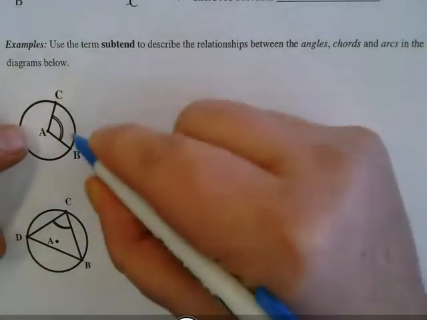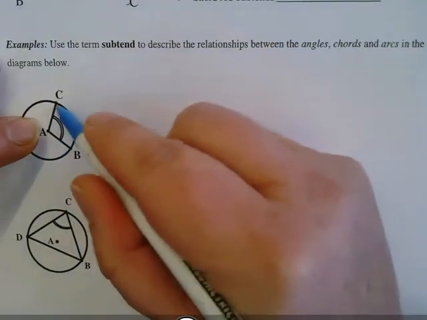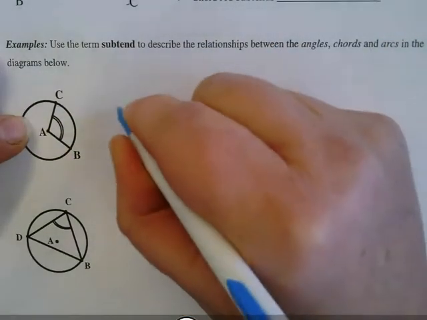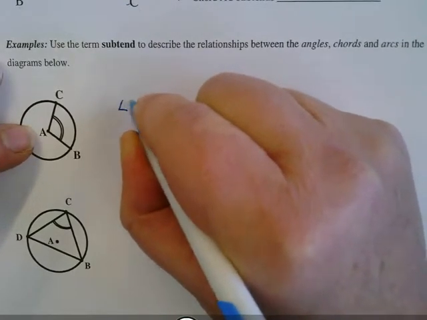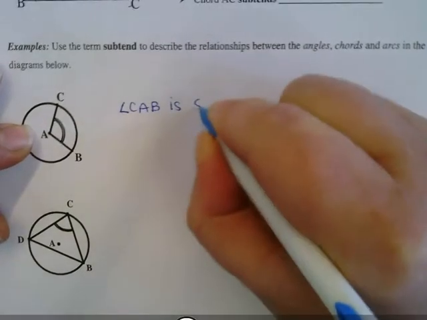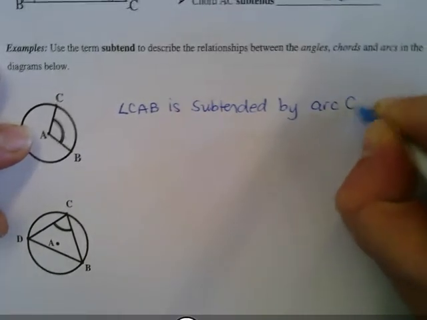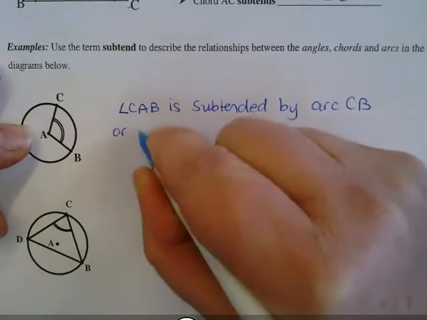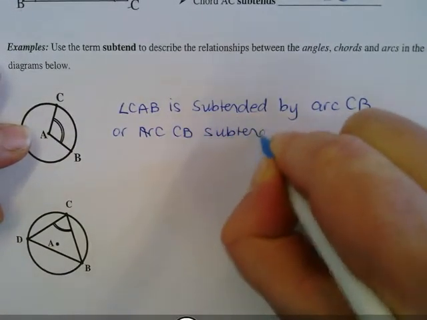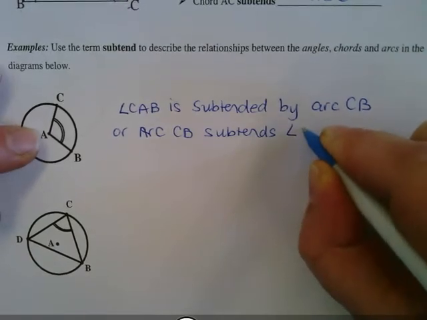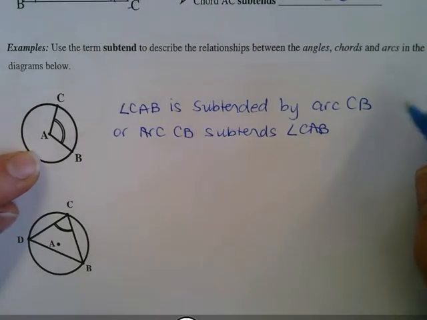Okay, let's go. Is this angle going to be subtended by a chord or an arc? Can you see a chord or an arc here? So angle is subtended by arc CB, or I can say arc CB or BC subtends angle CAB. Okay.